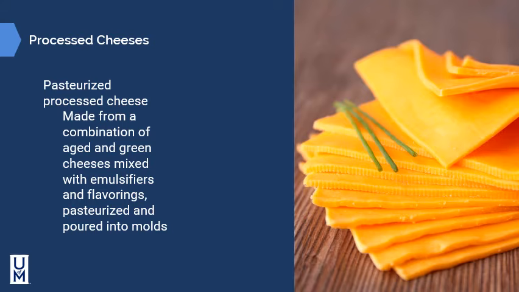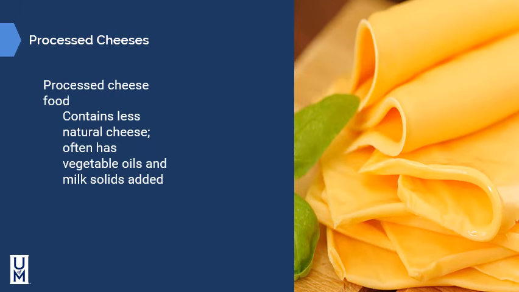Processed cheeses. There are several different kinds of processed cheeses. We're familiar with the most common form, American cheese, which we'll talk about in a moment. But there are grades of processing, which will give you different textures of cheese. Pasteurized processed cheese is made from a combination of aged and green, or unaged, cheeses, mixed with emulsifiers and flavorings, pasteurized and poured into molds.